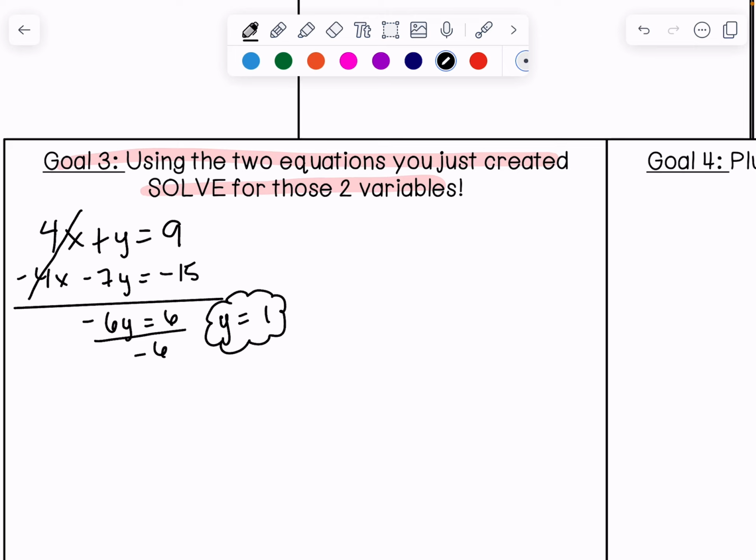So here I've solved for one of my variables. I'm actually getting pretty close. Now that I've solved for y, I know that all I have to do is plug this back into either of these to get my x value. So I'm going to take 4x plus, instead of y, I'm going to put 1 equals 9. Solve this out. 4x is equal to 8. So x is equal to 2.